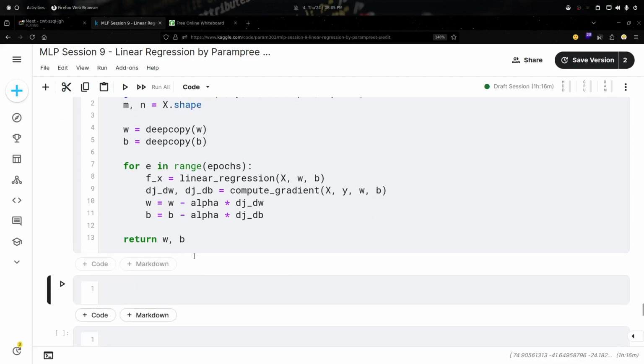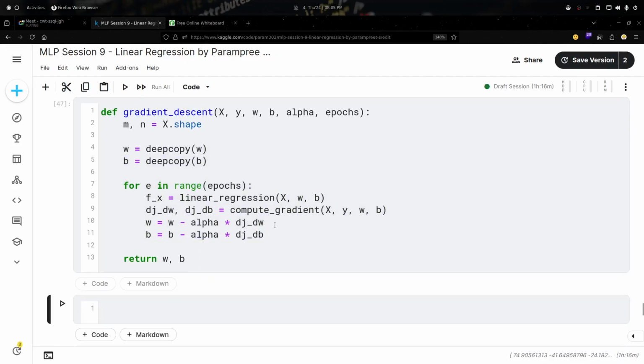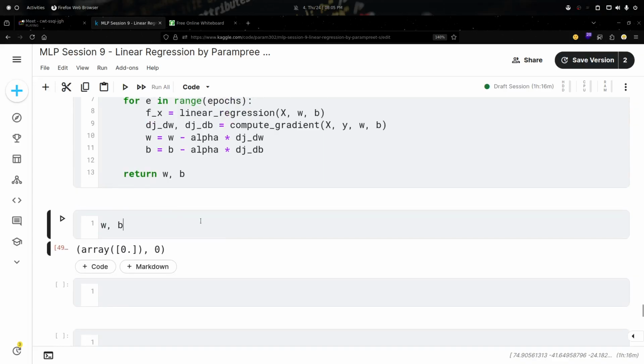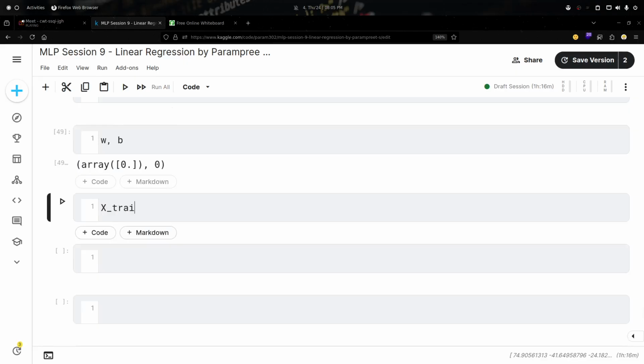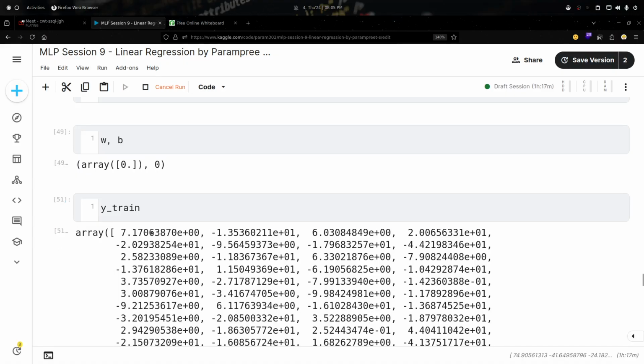Now I have executed this cell. Now let's run this function. We have w here like this, and b is this. So these are the initial weights, initial parameters, and x and y we have already defined like this. X train is this and y train is this, right?